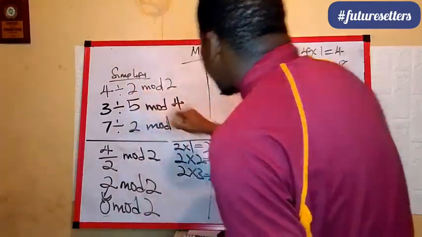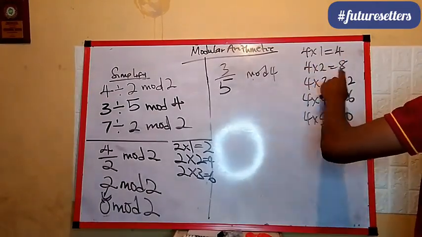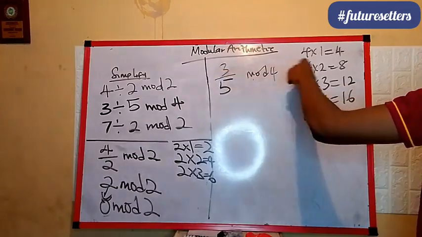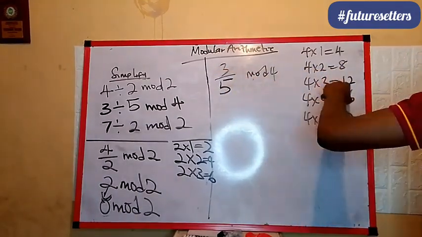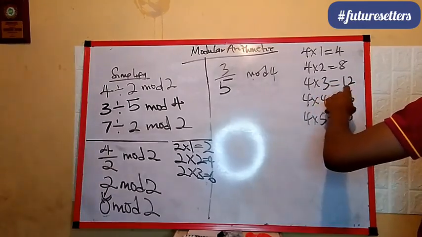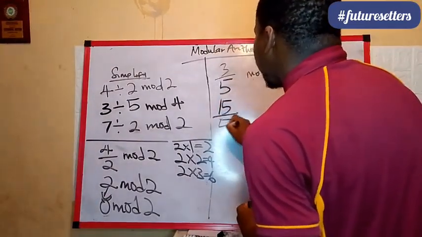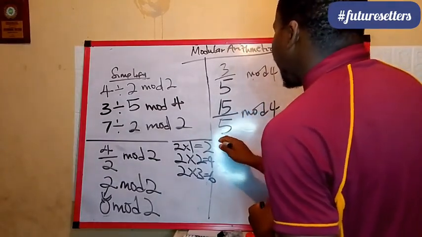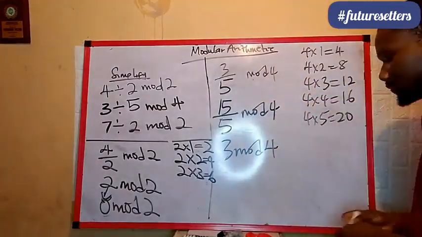Now 4 times 1 is 4, 4 times 2 is 8. 4 plus 3 is 7, no. 8 plus 3 is 11, no. But 4 times 3 is 12, so 12 plus 3 is 15. So this will give us 15 over 5 mod 4. From what we have here, 15 divided by 5 is 3 mod 4. That's our final answer.